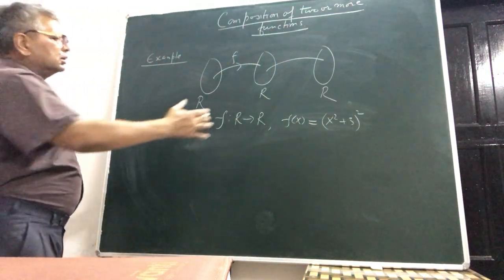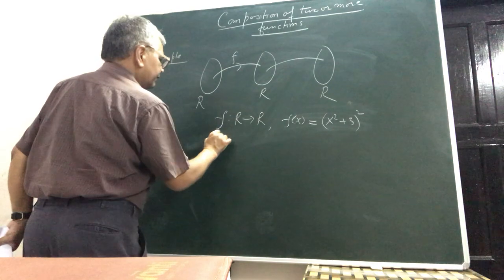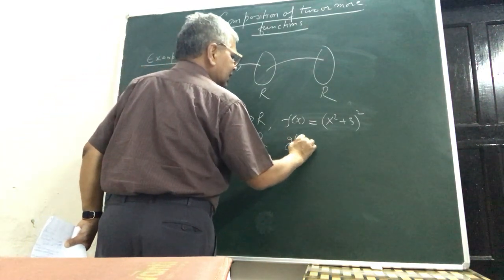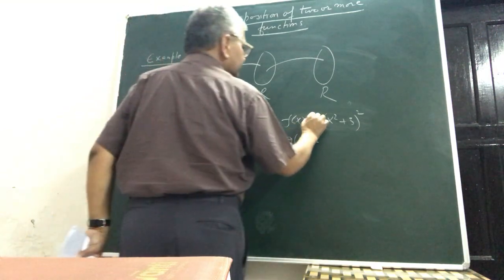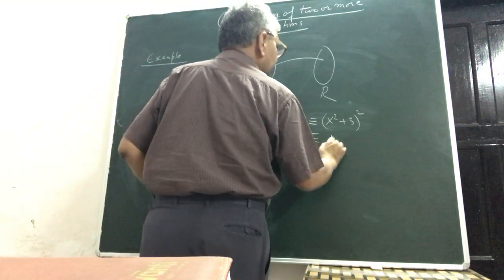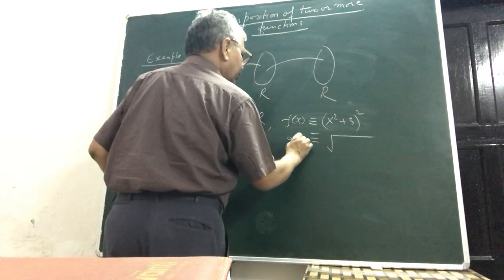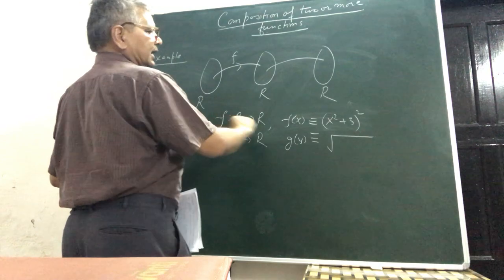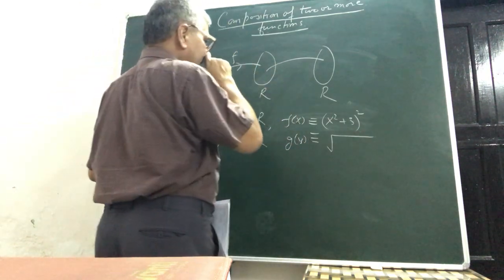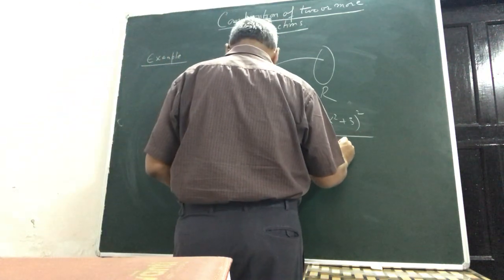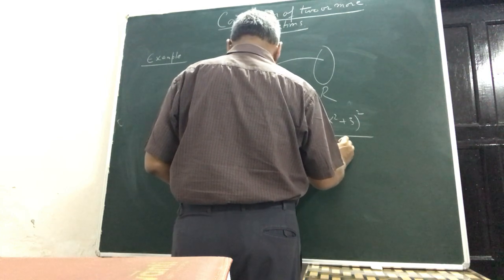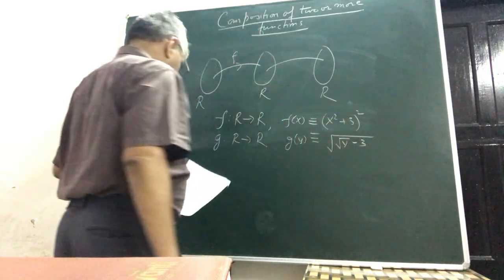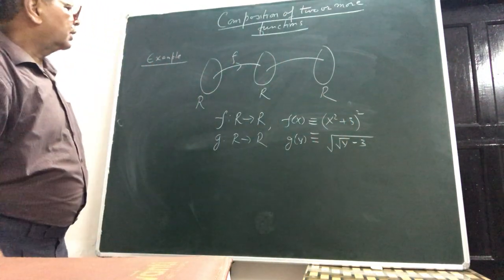Now, the second function is again from R to R, and it is like under root. Let me take y. Here x will be an element of this set, and y will be an element of this set. So let it be g(y) equals under root of y minus 3. Okay, let's see what we get.